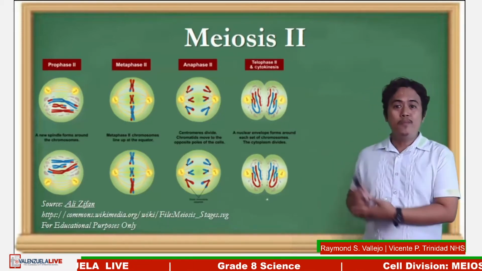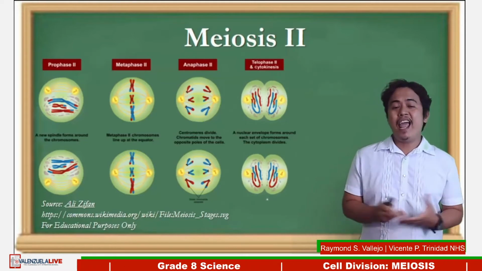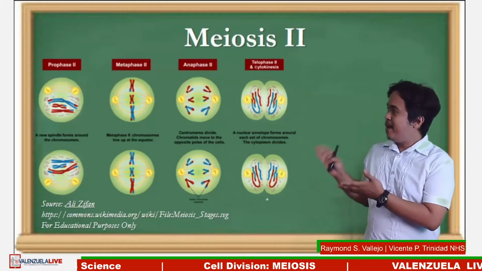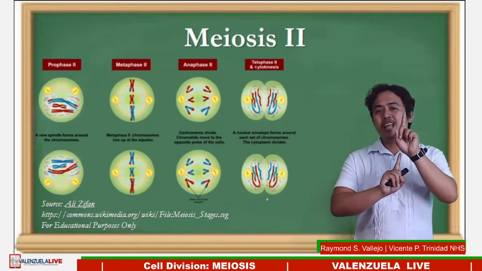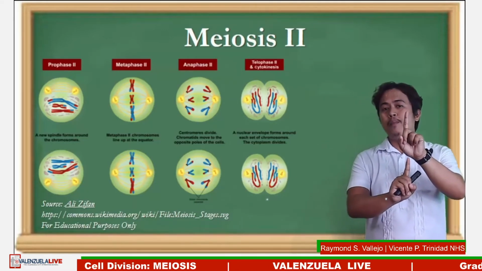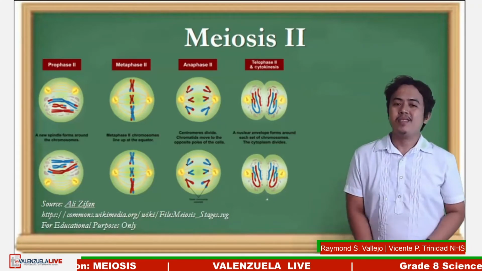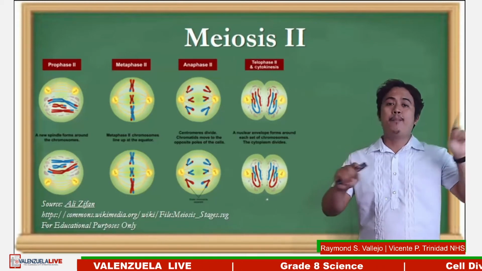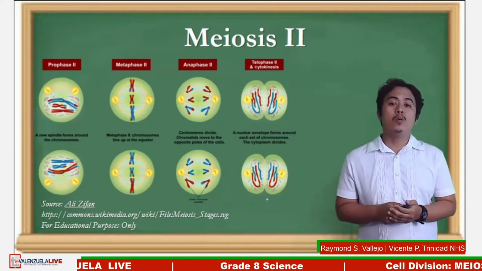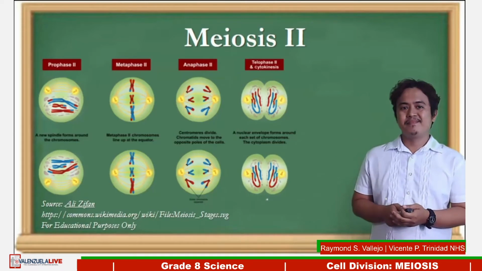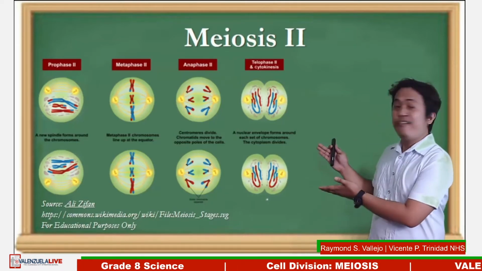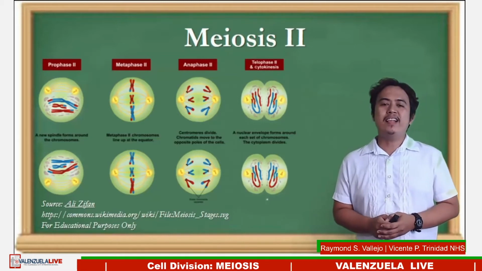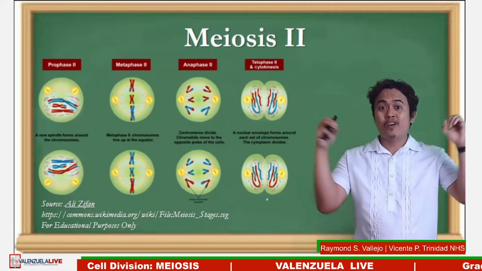In prophase 2, chromosomes recondense and the nuclear membrane breaks down. In metaphase 2, chromosomes are lined up in the metaphase plate with the help of the spindle fibers. In anaphase 2, sister chromatids separate and pull apart towards the opposite poles of the cell. In telophase 2, nuclear membranes reform, chromosomes decondense, and cytokinesis occurs.